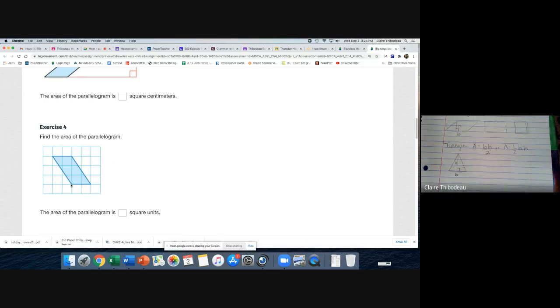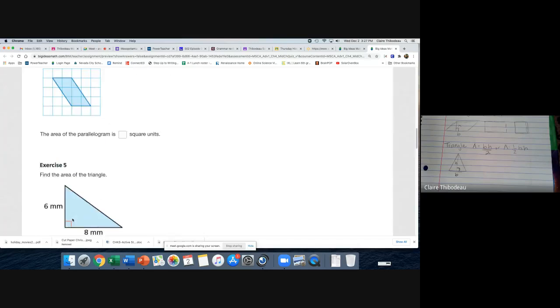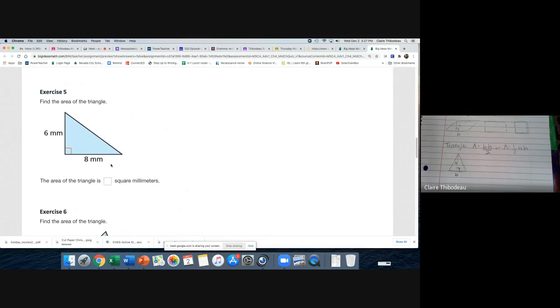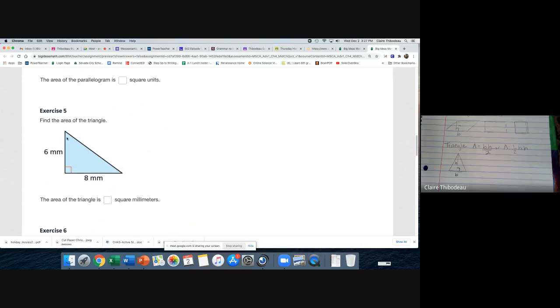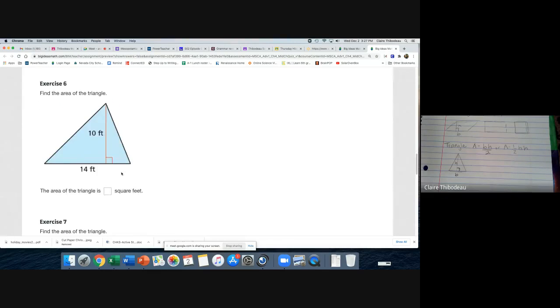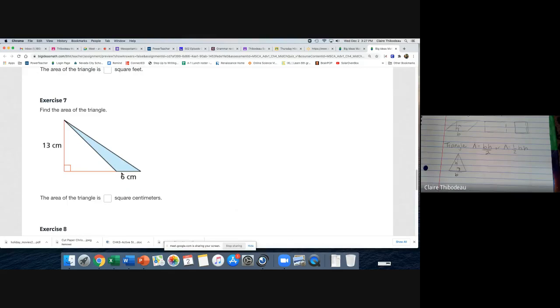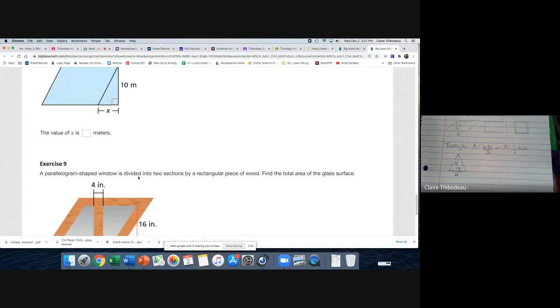So on this one, you're going to count from here to here. That's going to be worth the base. The height of the shape is going to be from the base all the way up to the top, or the other base of the shape. So 1, 2, 3 boxes to represent the height on that one. This one is a triangle, so make sure to use the formula for a triangle, base times height divided by 2. Same for this one, same for this one, same for this one.